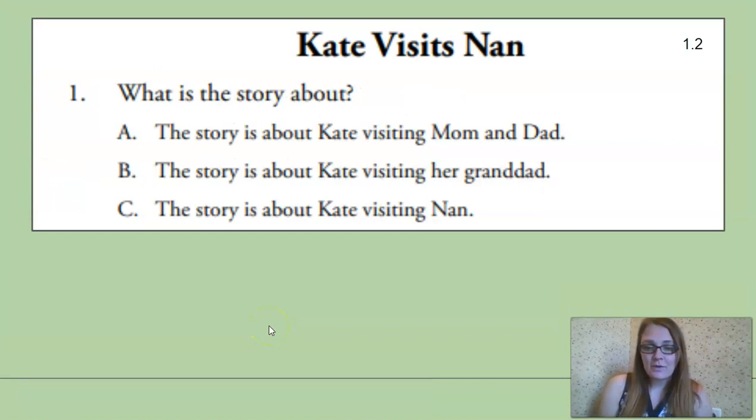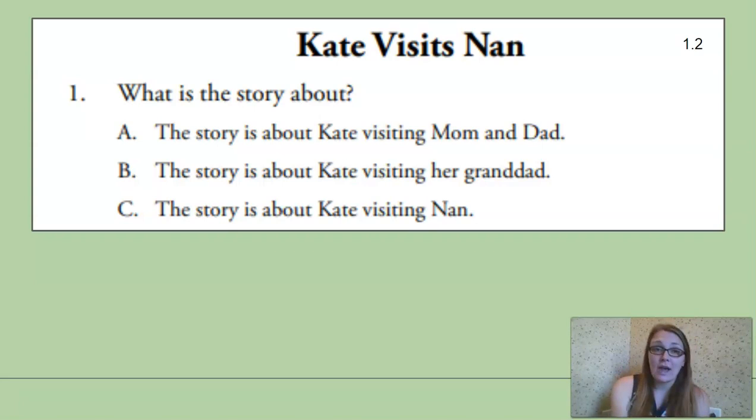Okay, now that we've read the story of Kate Visits Nan, let's talk about it for a minute and then answer some questions. So Kate is the girl telling the story. She's the narrator. In the story, we met a couple of characters. There's Kate, and she's visiting her... Who is she visiting? That's right, her Nan, her grandmother. And Nan mentions 2 other characters. Do you remember who they are? Jake and his grandson, Max.